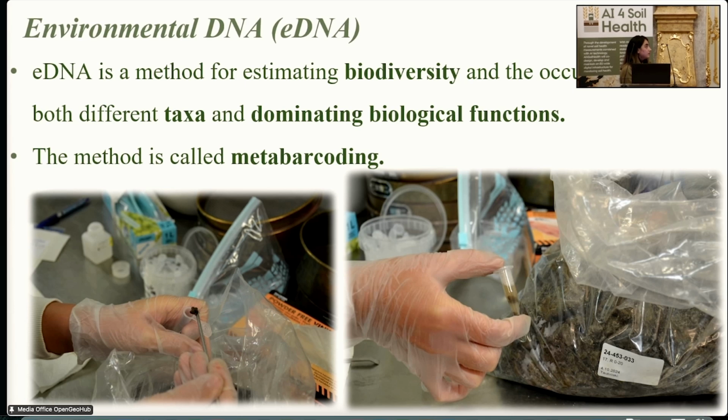And it can give us information about different taxa, how many bacteria, fungi, and nematodes there are, but also about the dominating biological function, like the nitrogen cycle processing that is happening. The method that we are using for the eDNA is metabarcoding, but this method, compared to other methods, is a bit more complex, and you need to make the samples and then send them to a lab. We are in AI for soil health, and we are sending them to a lab in Spain.